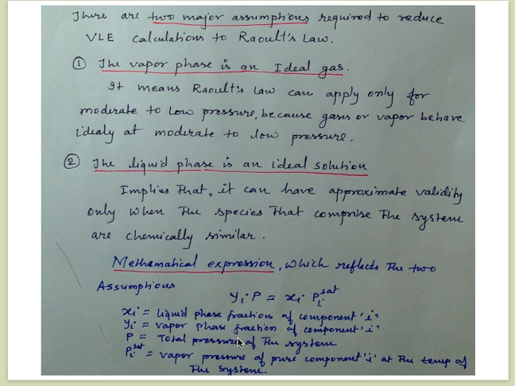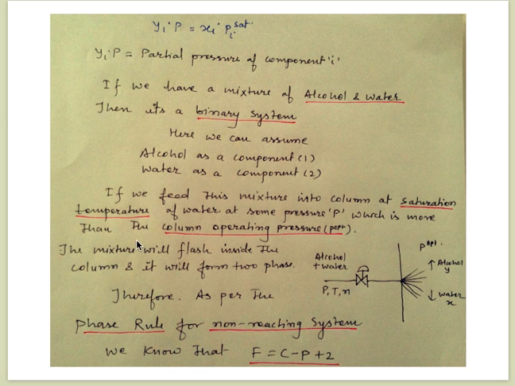So yi is the vapor phase fraction of component i and xi is the liquid phase fraction of component i, and P is the total pressure of the column, or the operating pressure of the column, and Pi sat is the vapor pressure of the pure component i at the temperature of the system. So this i could be anything: for a binary system i is 1 to 2, and if the components are more than 2, i can be from 1 to n.